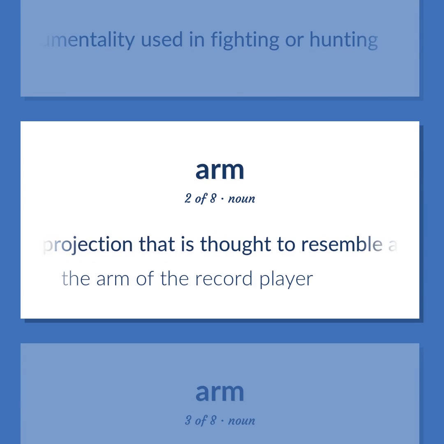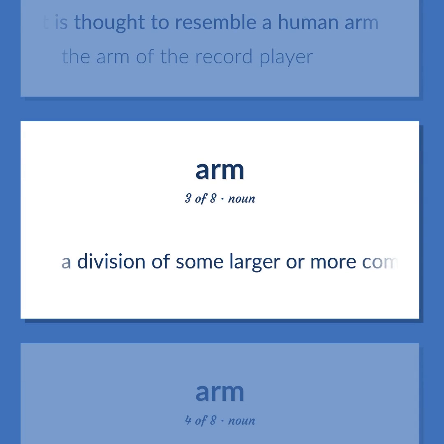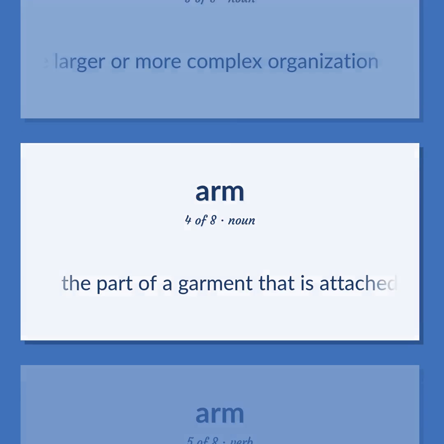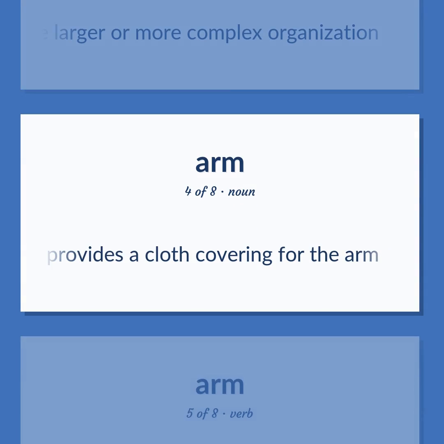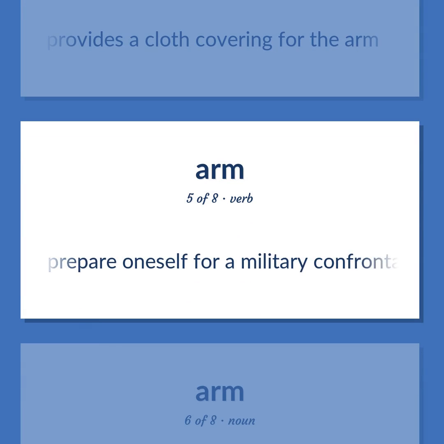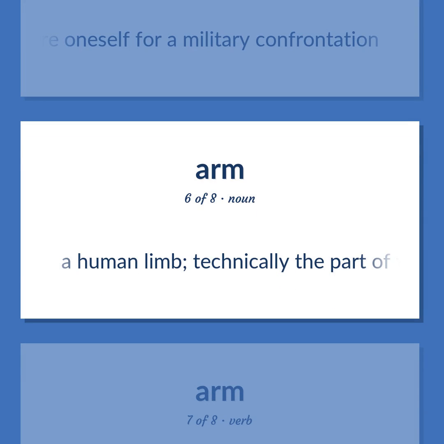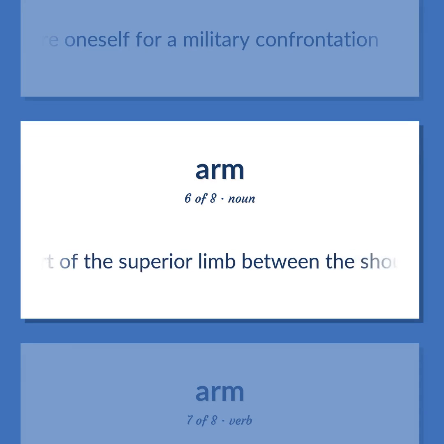Any projection that is thought to resemble a human arm. The arm of the record player. A division of some larger or more complex organization. The part of a garment that is attached at the armhole and that provides a cloth covering for the arm. Prepare oneself for a military confrontation. A human limb. Technically the part of the superior limb between the shoulder and the elbow, but commonly used to refer to the whole superior limb.